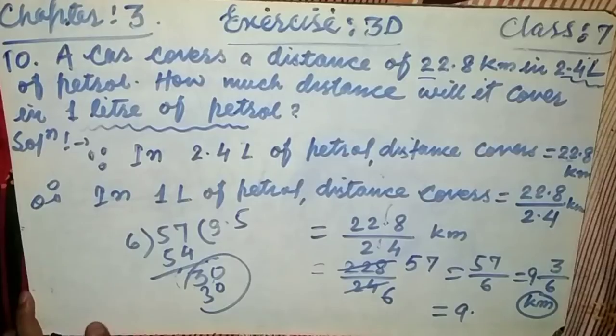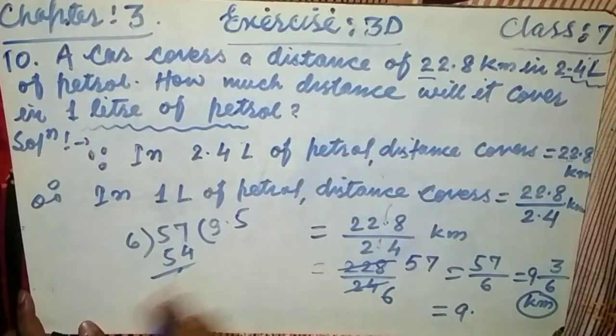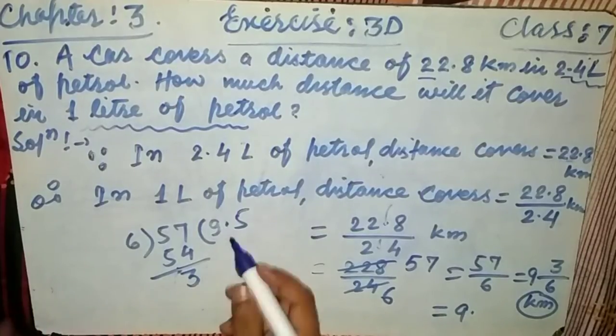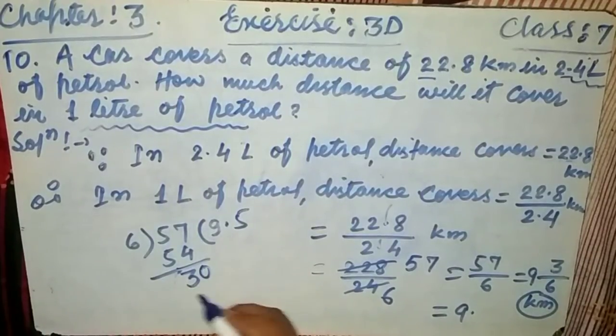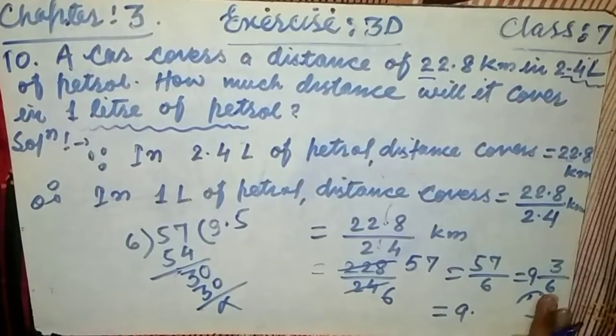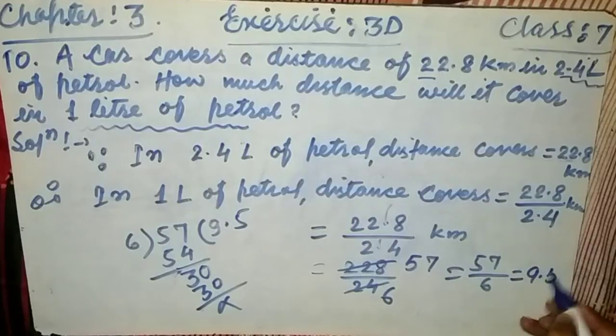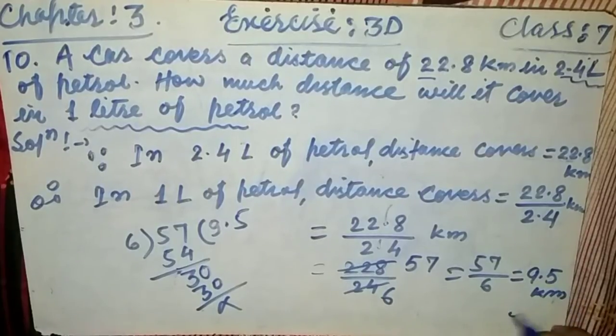Or this could be written in decimal form. This is 3. Place the decimal here, the 0. 6 5 ja 30. So the answer is in decimal form. You can write the answer as decimal form. It doesn't matter, decimal form or the mixed fraction. So the answer is 9.5 kilometer. Okay, I hope you will get it.